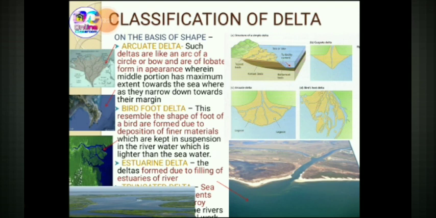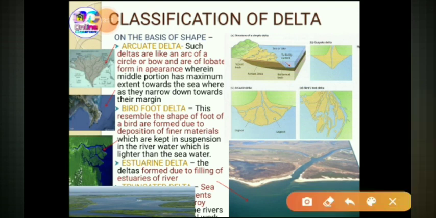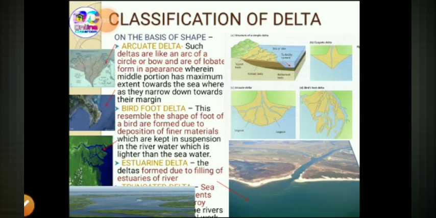So first we have the arcuate delta. It is formed when the delta is an arc of a circle or bow. So here, the delta is formed, basically in a triangular shape. Laterally it is in this type of shape, but it is arcuate as it has an arc-like structure in the middle portion if we look at it in detail. The middle portion has the maximum extent towards the sea, whereas it narrows down towards the margin.